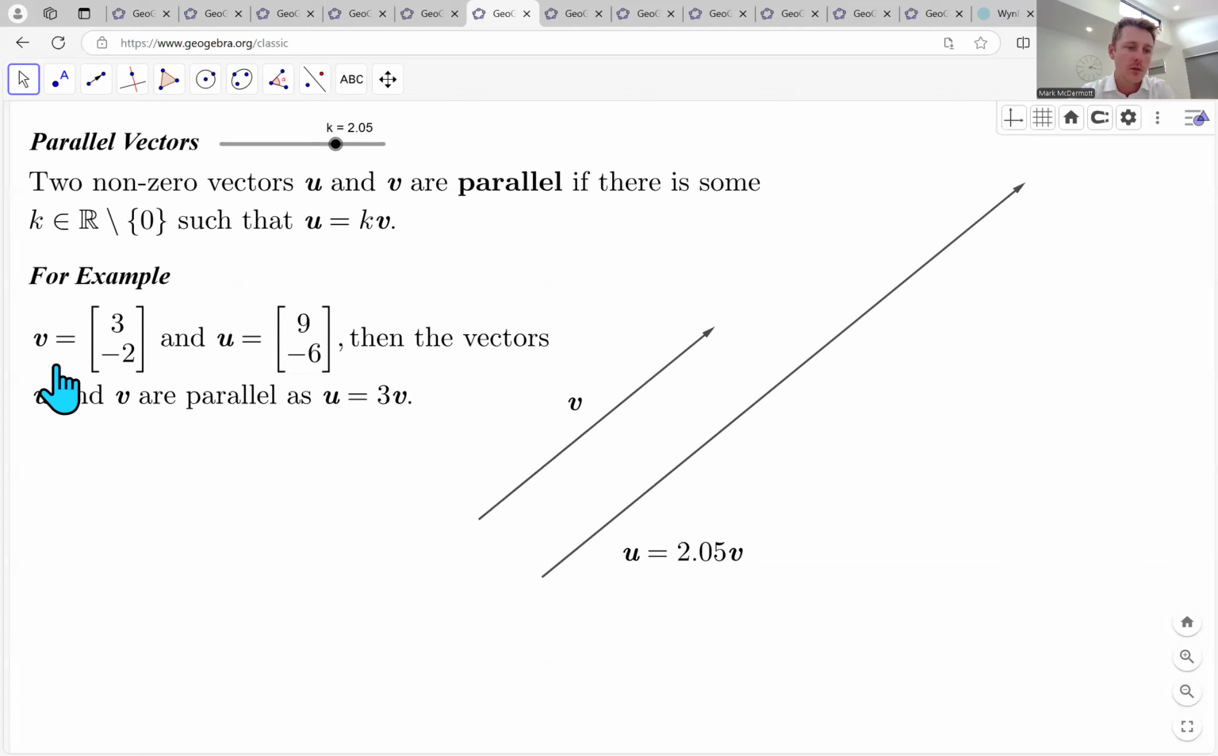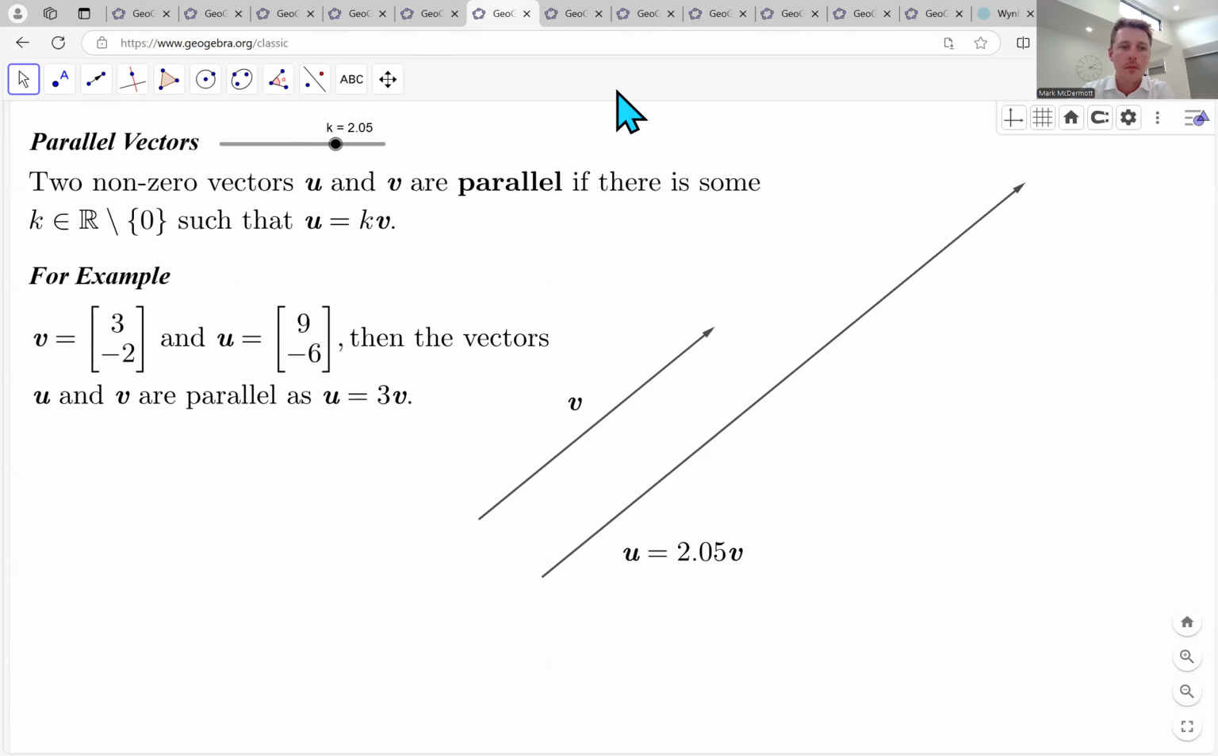So for example, if we were to do it using column vectors, if vector v was 3, -2, and vector u was 9, -6, well, then we can see that if we multiply vector v by 3, well, 3 times 3 is 9, 3 times -2 is -6. So we can see that u and v would be parallel vectors because u is a scalar multiple of v. In this example, k is 3.